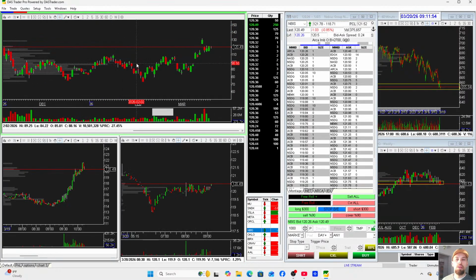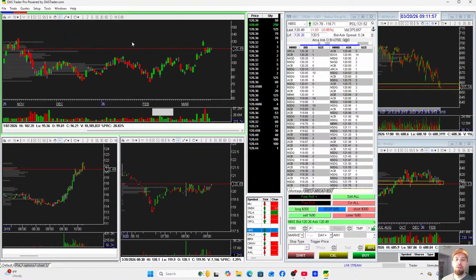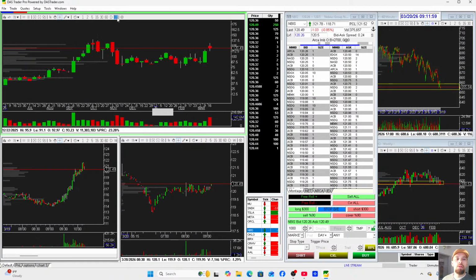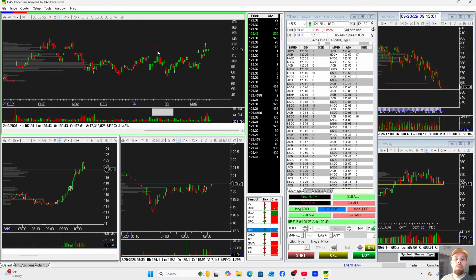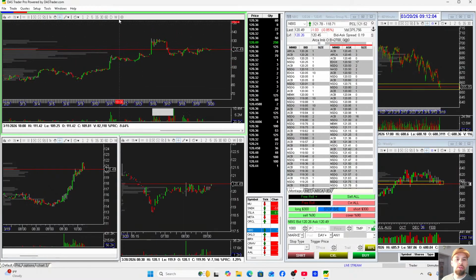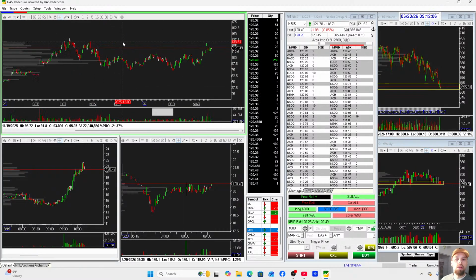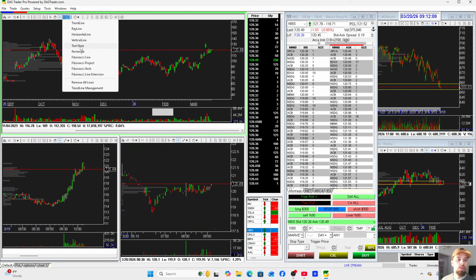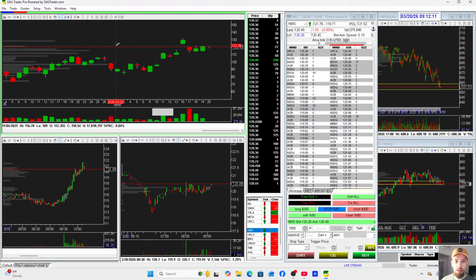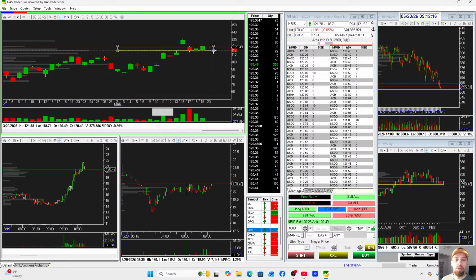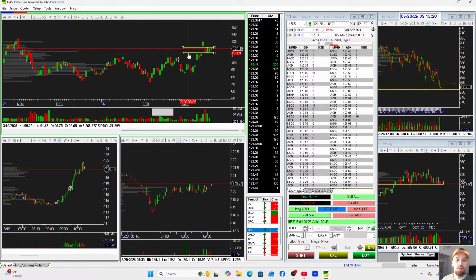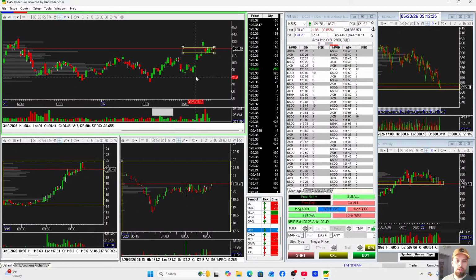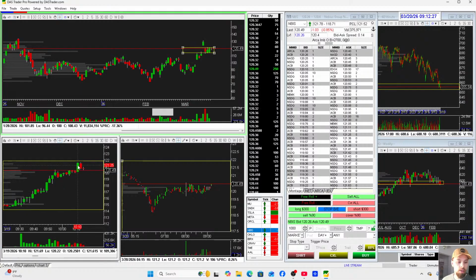NBIS. Not a whole lot of volume, but you can see a pretty obvious area of resistance here. It's been floating, going sideways, and that being 121. Area of support, like 114. So prices really rallied to the high there.